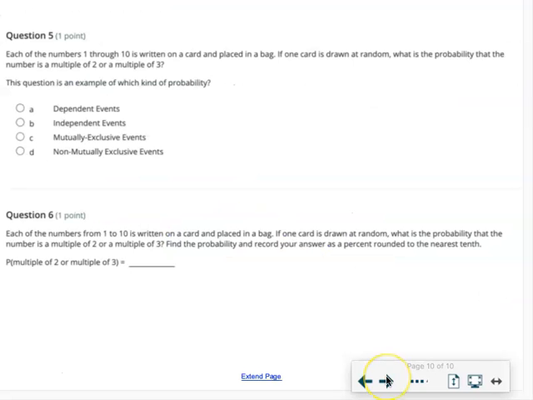All right, last 2, numbers 5 and 6. Each of the numbers 1 through 10, that's a total of 10 numbers, is written on a card and placed in a bag. If one card is drawn at random, what is the probability that we get either a multiple of 2 or a multiple of 3? So let's look at the numbers that are possible to pick.